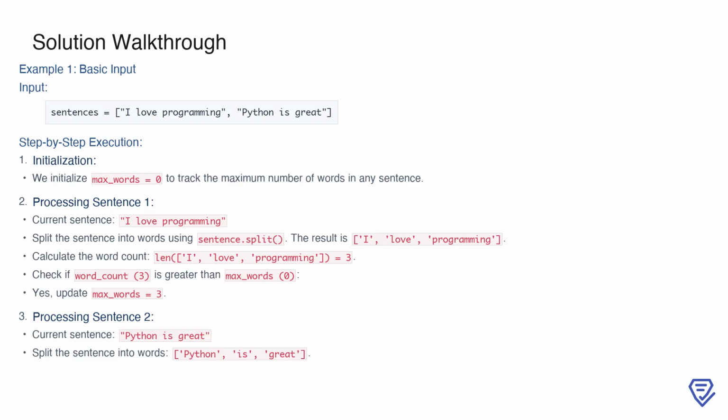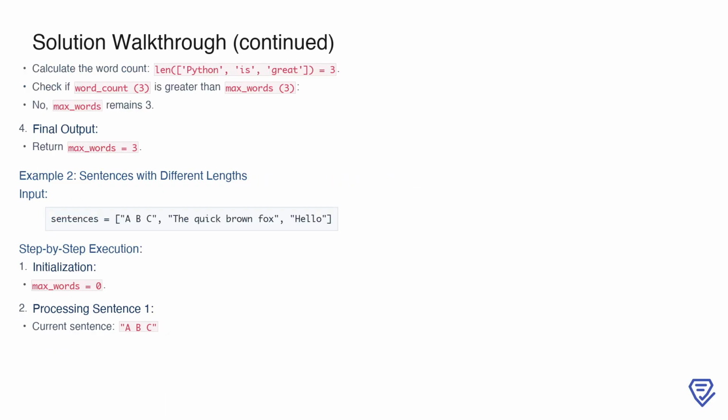Next, we move on to the second sentence, Python is great. Again, we split it into words, resulting in the list, Python is great. The word count for Python is great is 3, which we calculate by determining the length of the list, Python is great. We then compare this word count of 3 with the current value of max_words, which is also 3.